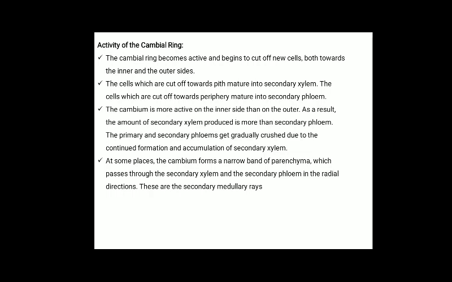The primary and secondary phloem get gradually crushed due to continued formation and accumulation of secondary xylem. At some places, the cambium forms a narrow band of parenchyma which passes through the secondary xylem and secondary phloem in the radial direction. These are secondary medullary rays.